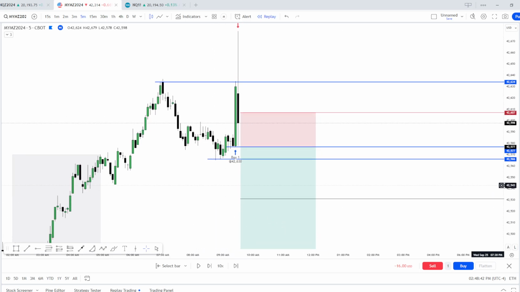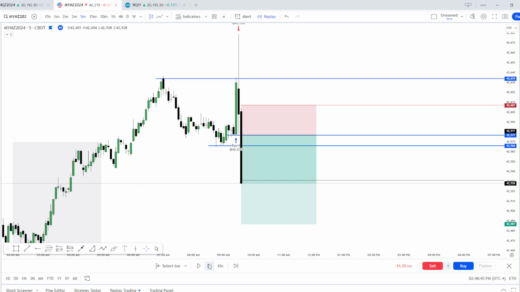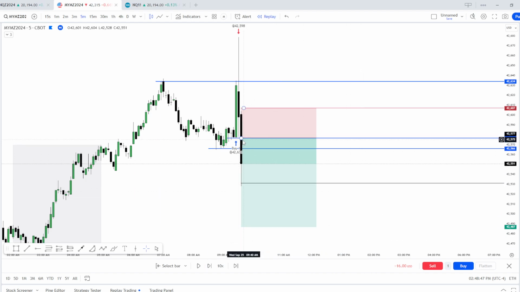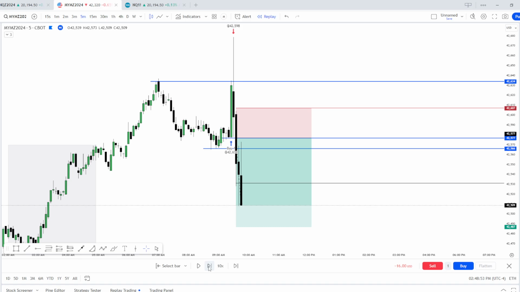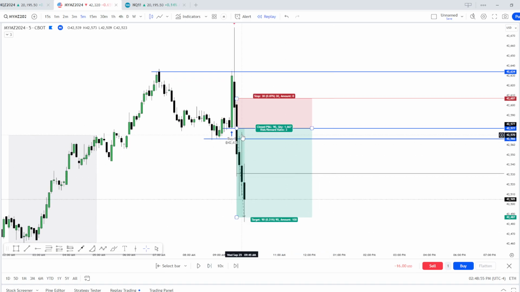So I'm not going to execute the position for this one, but we can see price breaks past, hits our break-even point, continues down a little bit, continues down, and we hit take profit.